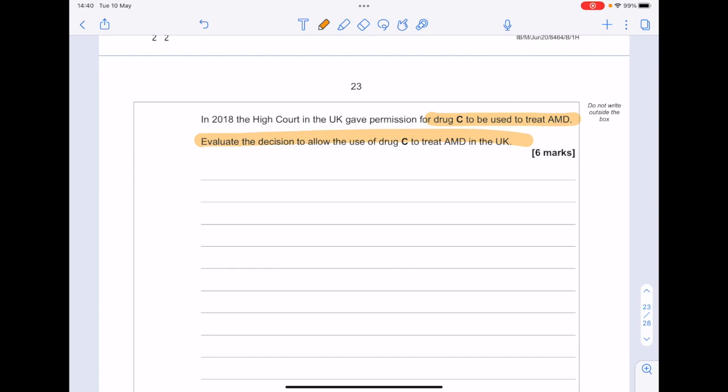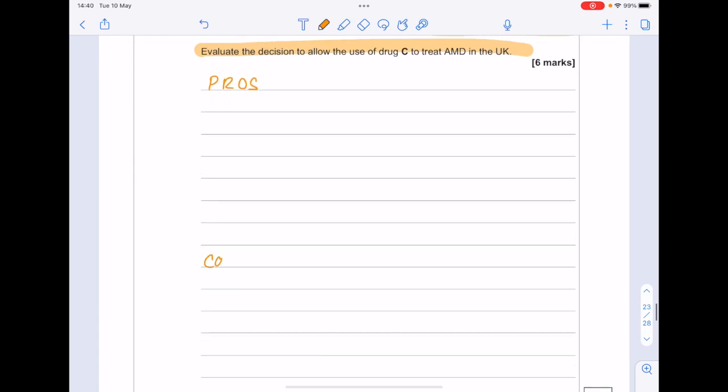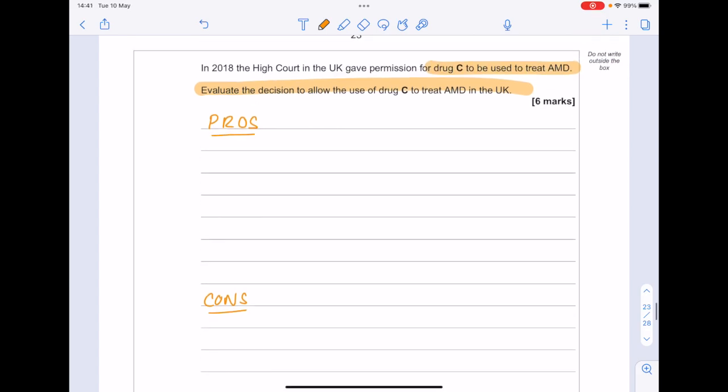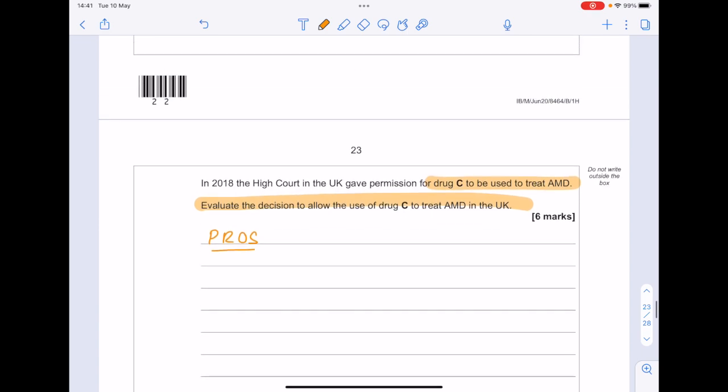That means provide pros and cons. I want you to write this in full sentences in the exam, but I want you to see how I've arrived at my answer here, so I'm going to list it like this, just so you can see how we are working this out.